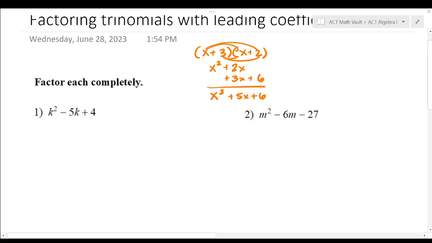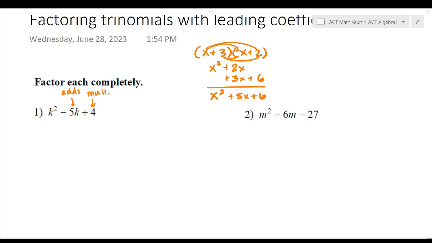So if I'm trying to go backwards, you can see that I'm multiplying the 3 and the 2 to get the 6. I'm adding the 3 and the 2 to get the 5x. So that means that we need to think about what multiplies to the 4 and adds to the negative 5.